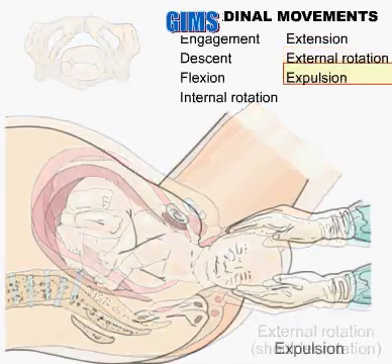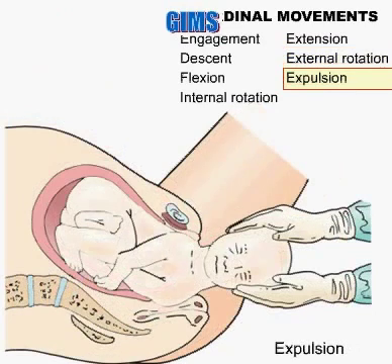In the next stage, expulsion, maternal pushing efforts bring the anterior shoulder under the symphysis pubis. Lateral flexion of the shoulder and head occurs, and the anterior then posterior shoulder appears. Once the shoulders are delivered, the rest of the body quickly follows.